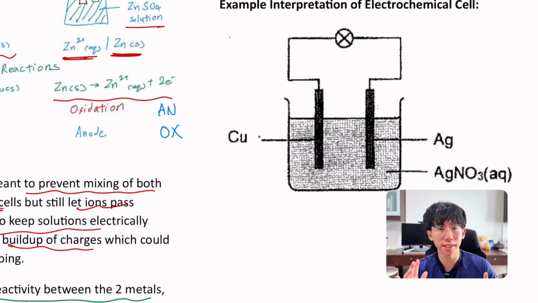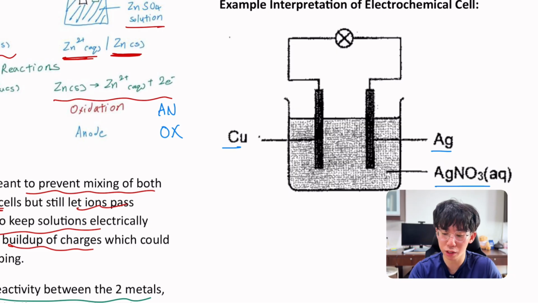So let's run through an example of an interpretation of the electrochemical cell. A typical question in the exam would just give you a cell like this and you have to find out what kind of reactions are happening. Let's say you have two electrodes, but this time they're both in the same electrolyte. So you don't really need a salt bridge here because the electrical current can just go in a whole circuit. Next, we have a copper electrode and a silver electrode, and it's in this silver nitrate electrolyte.